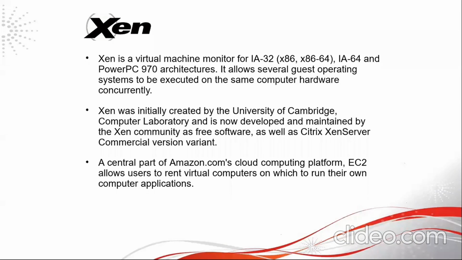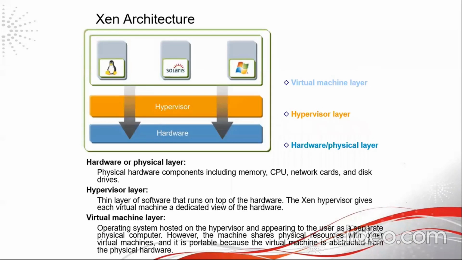So this is the second example of a virtual machine. This is the Xen architecture. So Solaris operating system and your Windows OS. So these are the three types of OS. Then using the hypervisor, we are interfacing with the hardware and physical layer. Then the hypervisor layer and virtual machine layer. So here we are installing three operating systems.